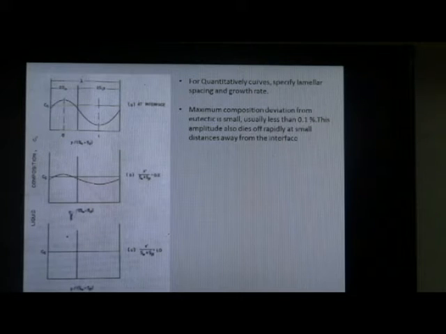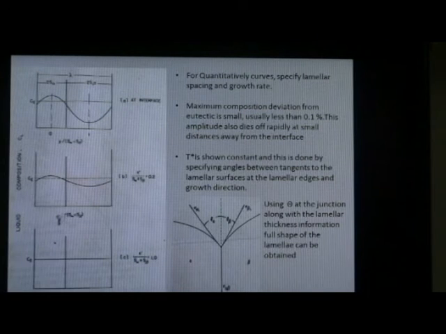The distance S_alpha + S_beta is half the lamellar spacing, which is the sum of the widths of an alpha and a beta lamella. The fineness of the lamellar structure is usually described in terms of this interlamellar spacing. Typically it is about 10 micrometers, and it decreases with increasing growth rate. For determining quantitative curves, we need to specify only the lamellar spacing and the growth rate.